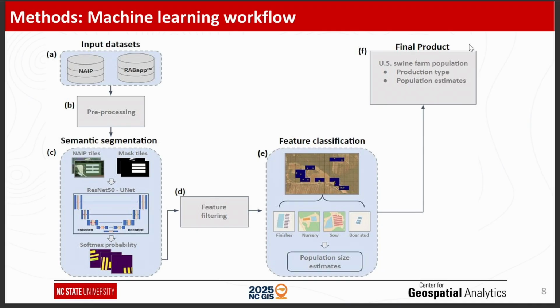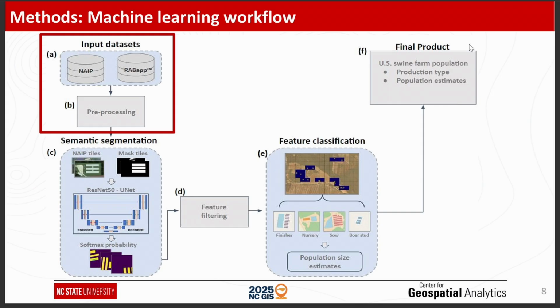So how we did this, we built a machine learning workflow where we have a deep learning semantic segmentation model that first finds the barns, and then we have a random forest classifier and a random forest regression model that classifies the barns into their 4 corresponding production types, and then we estimate the population size for these, and we run this for the entire US, and we get the entire US population. And so I'll go one by one and go through the entire workflow.